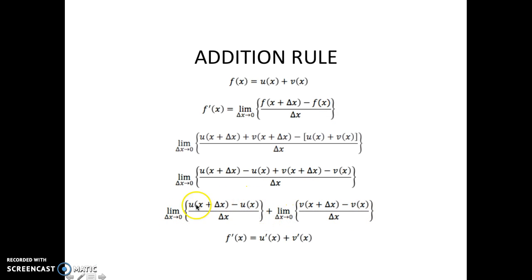You can see this is a differential quotient, and this is also a differential quotient, and that gives me the result that the prime of this function is actually just the two primes of each number or letter or whatever we're working with here. So yeah, that's the proof.